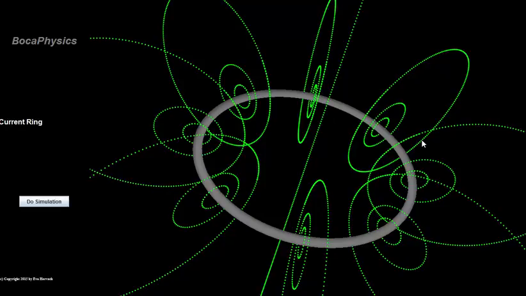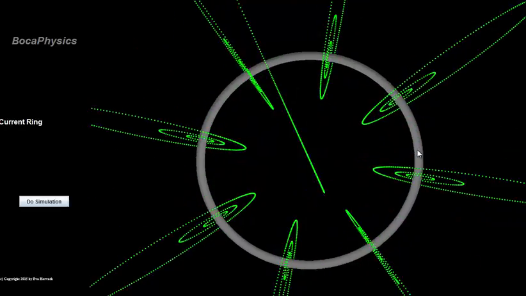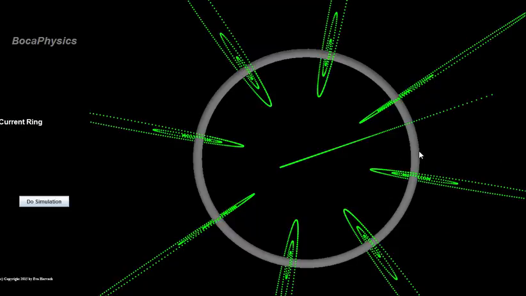In the fifth simulation, we see the magnetic field lines due to a current-carrying ring. Each of the magnetic field lines forms a closed loop and lies in one plane, except for the center magnetic field line, which is straight and extends to infinity.